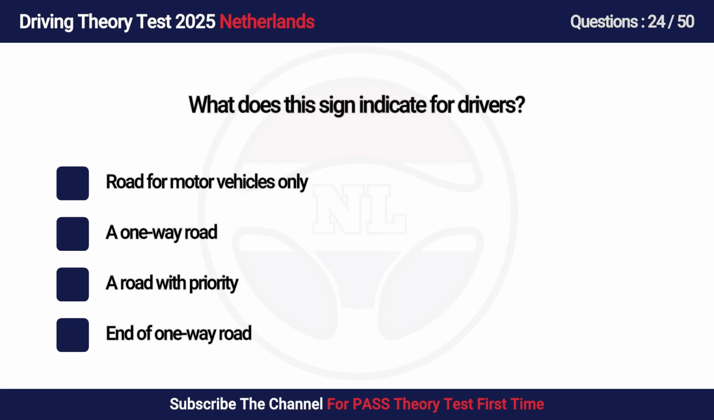A. Road for motor vehicles only. B. A one-way road. C. A road with priority. D. End of one-way road.